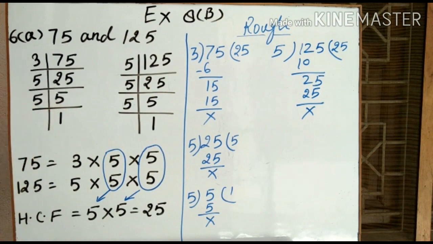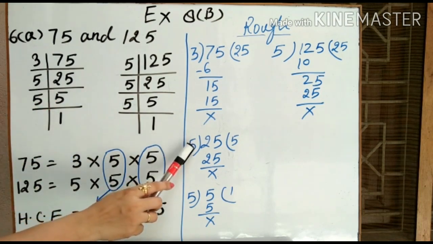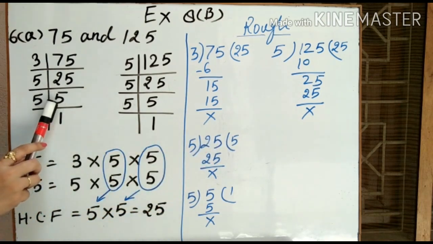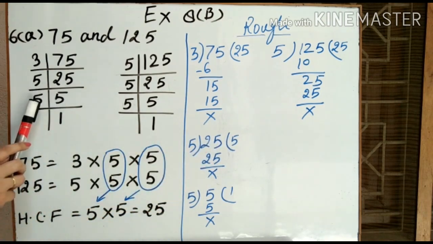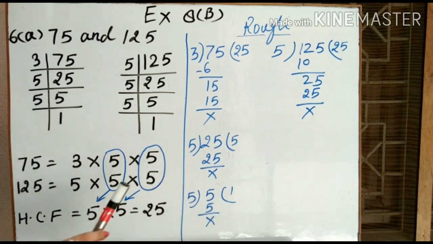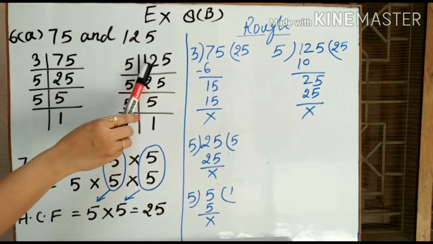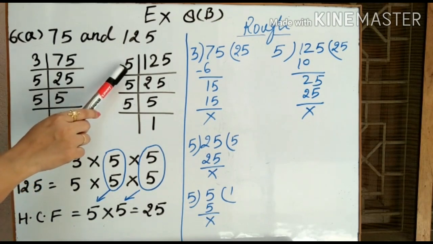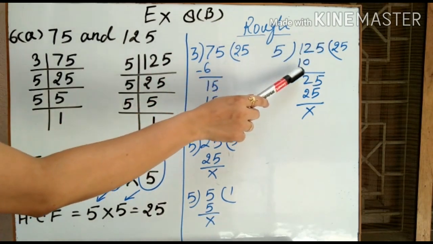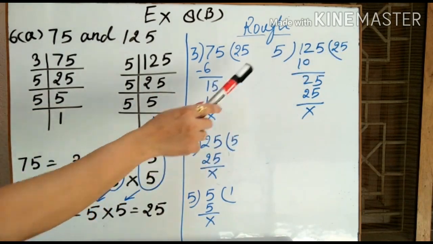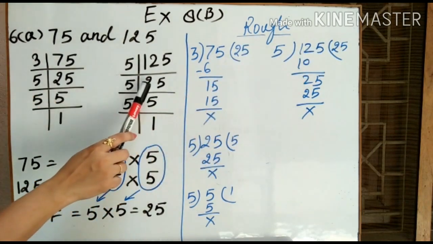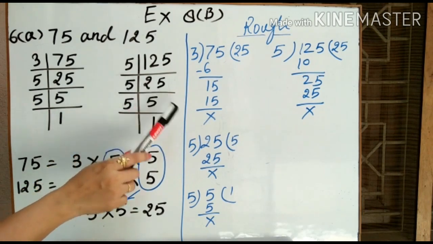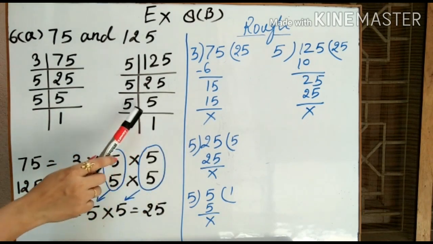Again, 25 can be divided by 5. 5 5s are 25. What is the quotient of 25? That is 5. We will write it here. And 5 1s are 5. Now the number is 125, and we know that 125 can be divided by 5. 5 2s are 10 and 5 5s are 25. What is the quotient? That is 25. We will write it here. And 5 5s are 25 and 5 1s are 5.